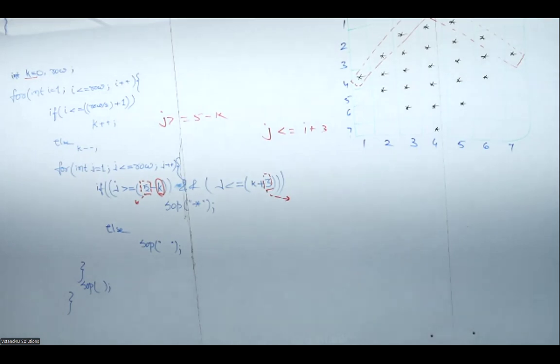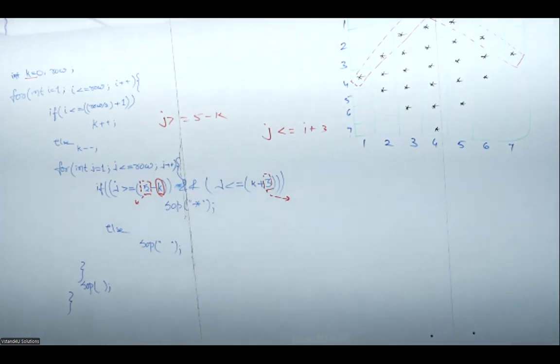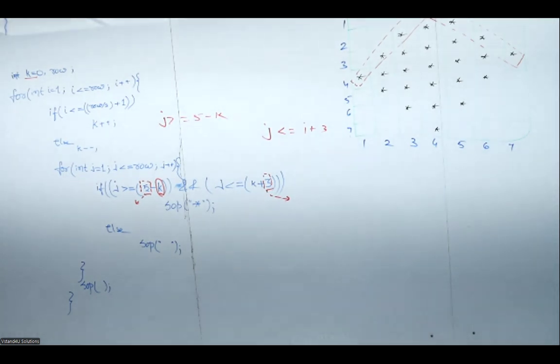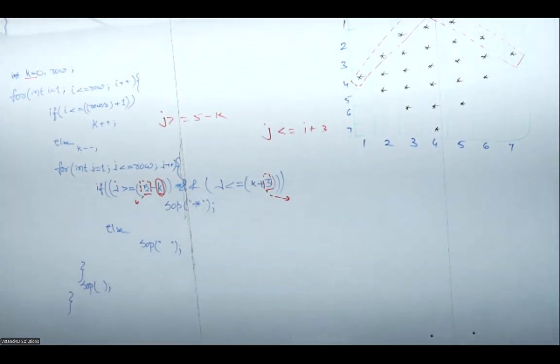k should be incrementing where it should be decrementing. This structure, one structure. Whenever you see total rows 7, the i value is 7. So k should increment till now.